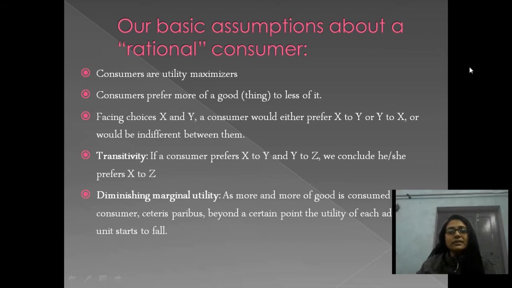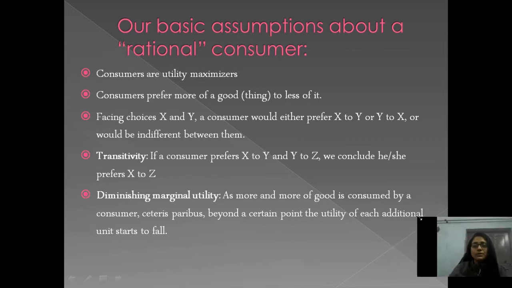That means if there are three goods available in the market and X is preferred to Y and Y is preferred to Z, then from this chain we also imply that X is preferred to Z. And the last one is diminishing marginal utility. That means if in a certain period of time a consumer consumes more goods, then obviously utility declines due to consuming more amounts of goods.